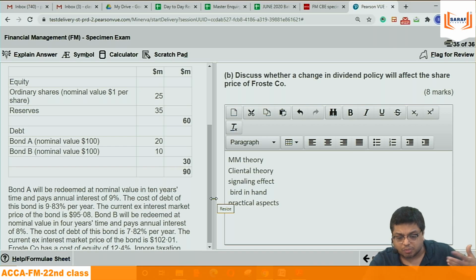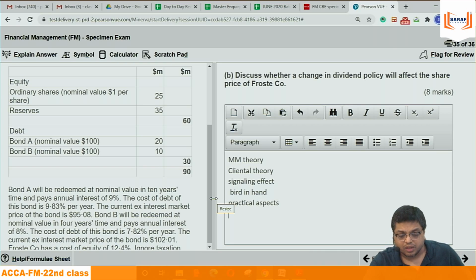Signaling effect. If the company pays more dividend, generally the signal is that the company is earning more. Or if the company has already created the expectation that it will give dividend, and then does not give dividend, the company is giving a wrong signal. That will affect the price.